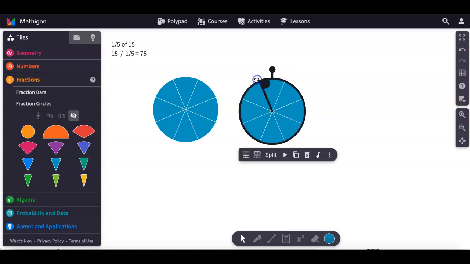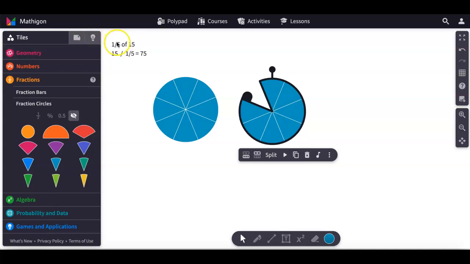But I know that 2 pizzas would give me 16 because there's 1, 2, 3, 4, 5, 6, 7, 8 in each pizza. But I only have 15. Somebody already ate one. So I'm going to go ahead and take this one away. That way we can see that we're actually only looking at 15 slices that we can give each friend 1/5 of.